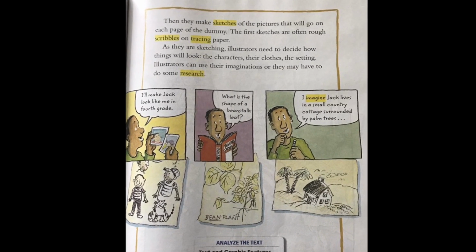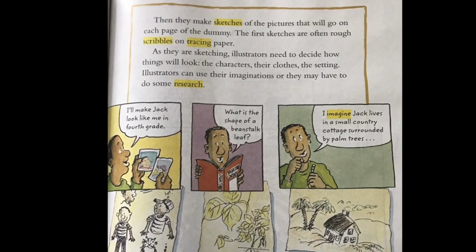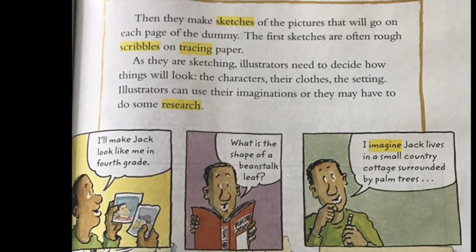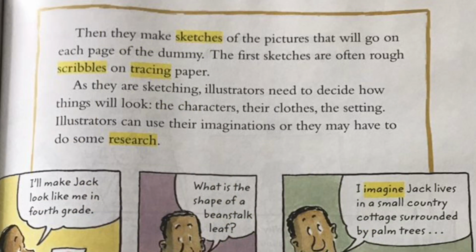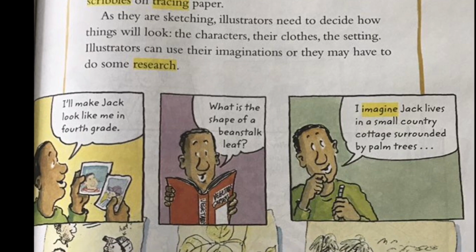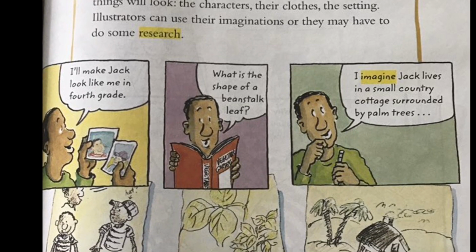Then they make sketches of the pictures that will go on each page of the dummy. The first sketches are often rough scribbles on tracing paper. As they are sketching, illustrators need to decide how things will look: the characters, their clothes, the setting. Illustrators can use their imagination, or they may have to do some research.